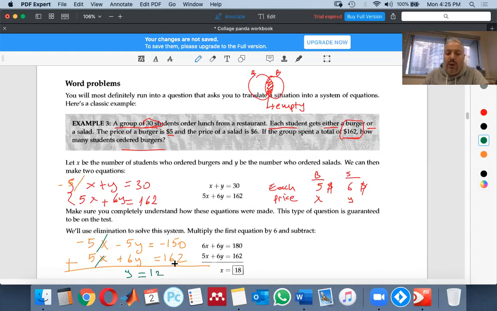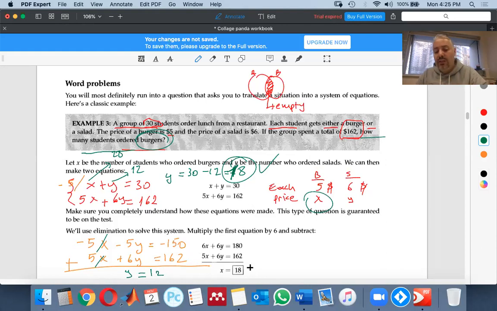So Y is 12. When Y is 12, just put it here. So 12 plus what will be 30? Or you can say that X is equal to 30 minus 12. At the end, what is the question? How many students order burgers? So burger was X. X was, what was it? 18, sorry. Why? Because 30 minus 12 is 18. That's it. The answer to the question is 18.